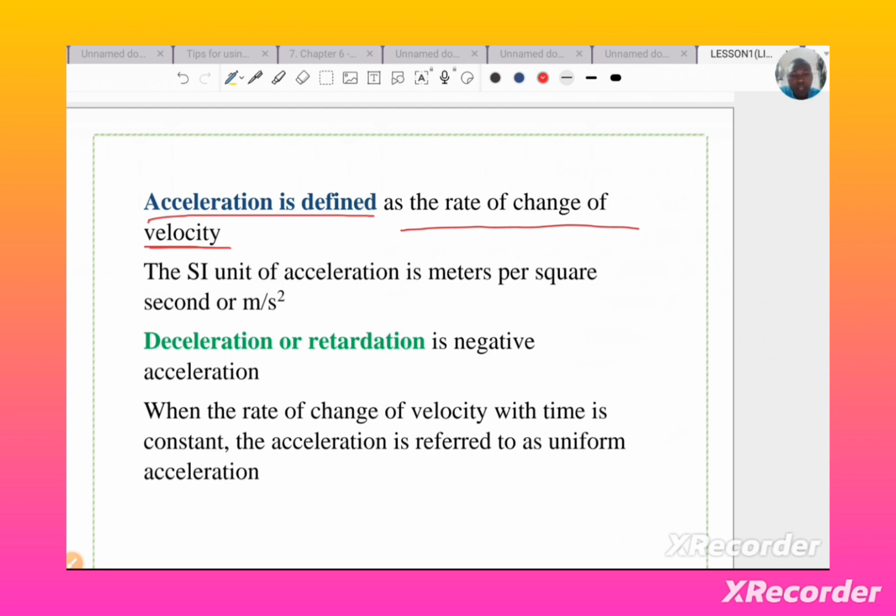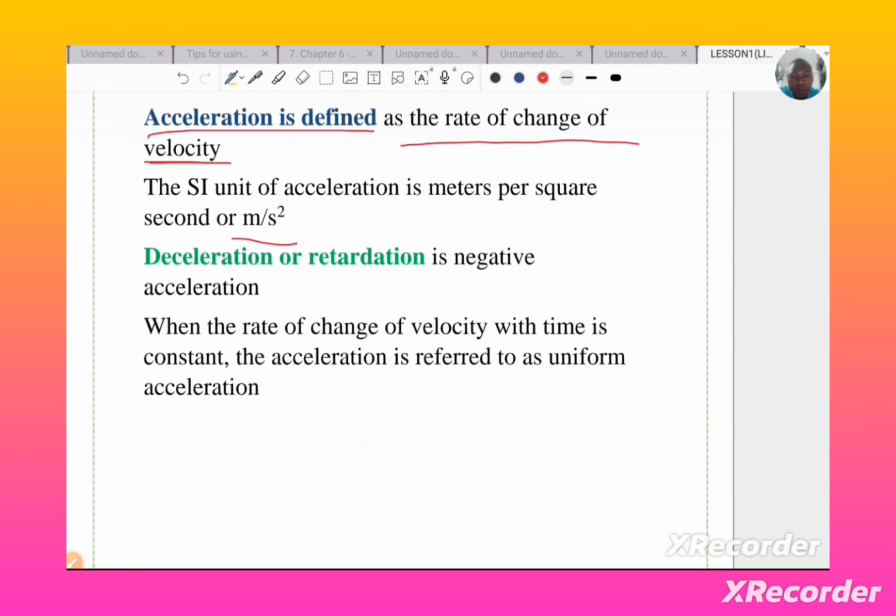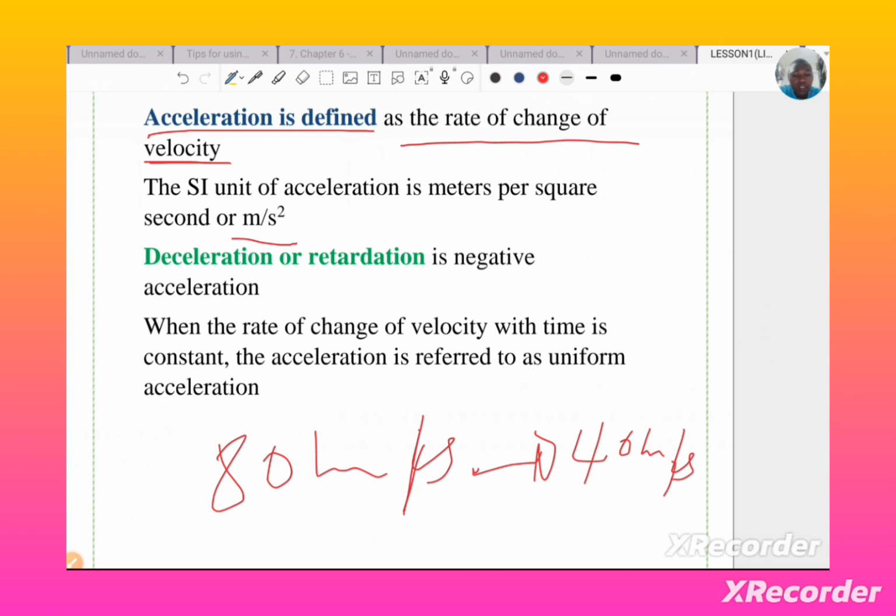Okay, the SI unit of acceleration is meter per second squared. You have to note that acceleration due to gravity is equal to 9.8 meter per second squared, as I have stated above. We cannot speak about acceleration without also speaking about deceleration or retardation, which is a negative acceleration. Negative acceleration means that a body is reducing its speed. A body may move from a speed of 80 meter per second down to 40 meter per second. It means that the body has reduced its speed. That is deceleration. The body has decelerated.